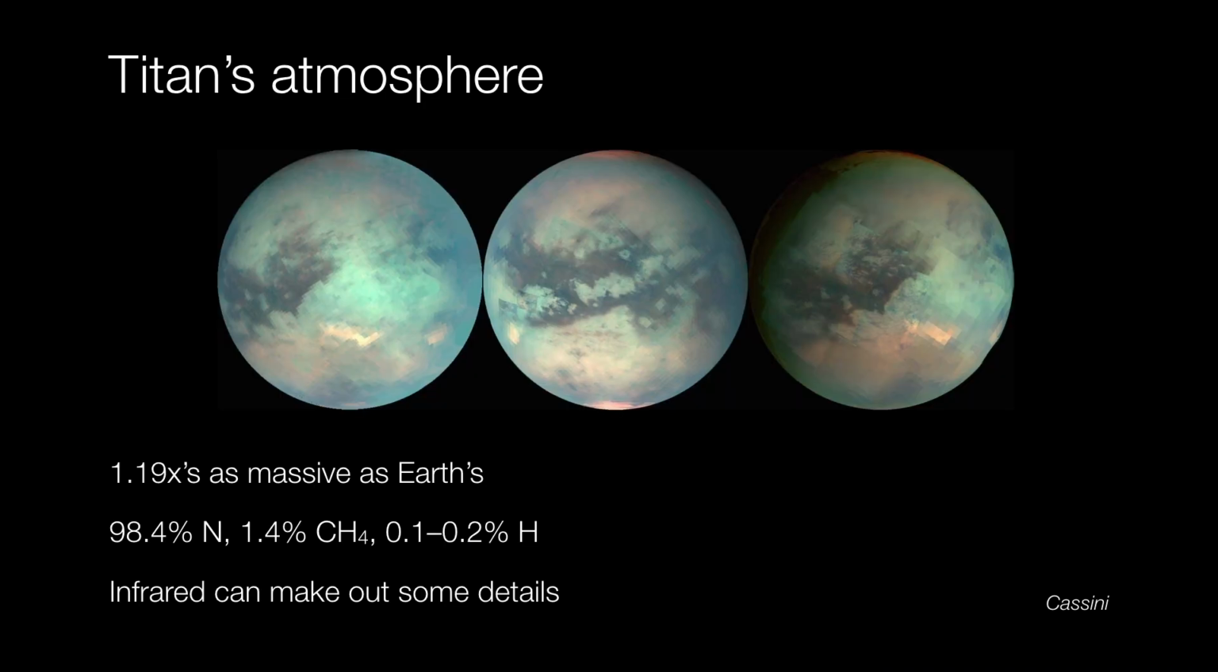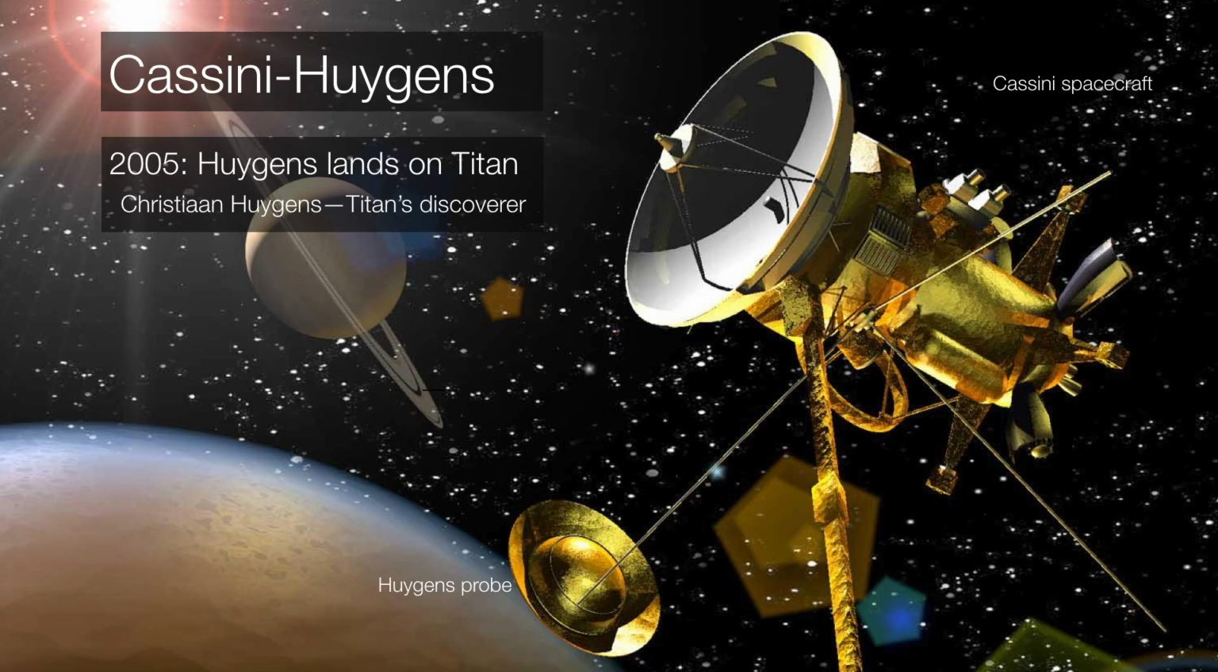If we switch to the infrared part of the spectrum, we can begin to make out some of the surface details, and we can get some idea of the surface lying underneath. So when we look at Titan's atmosphere, we find that it's about 19% more massive than Earth's. So Titan actually has a lot of atmosphere, but only through infrared can we start to make out the different layers in the atmosphere and the surface underneath. However, we actually got to see the surface for ourselves courtesy of a tiny probe called Huygens.